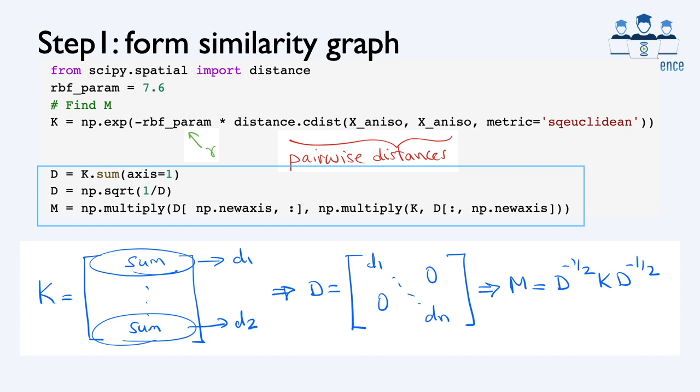So the first thing that we are going to do is to find this adjacency matrix K, which is the exponential of negative gamma times all these pairwise distances. And this distance that we imported from SciPy will compute all the pairwise distances between the rows of that matrix X aniso, which, if you remember, is the anisotropic version of the original data set that we created. That was the part that was challenging for K-means clustering.